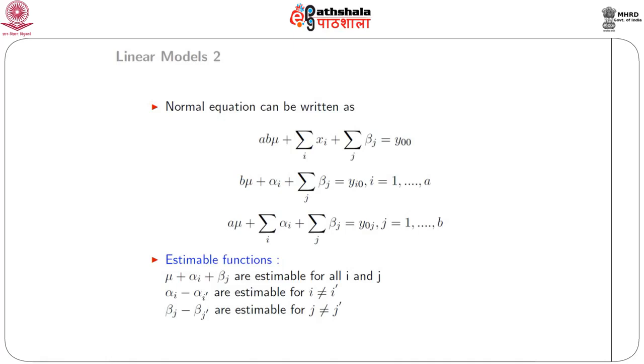Now, the estimable functions are obviously mu plus alpha I plus beta j for all I and j. Alpha I minus alpha I prime are also estimable if I is not equal to I prime, and if you think carefully you will understand that it is estimable even when I is equal to I prime, but that will be a trivial case. Similarly, about the betas, beta j minus beta j prime are estimable if j is not equal to j prime, but actually it works even if j is equal to j prime.